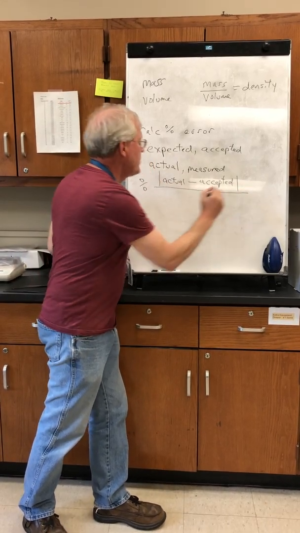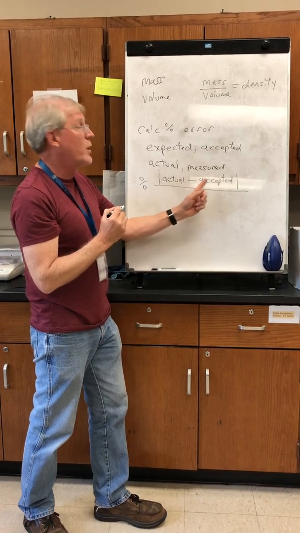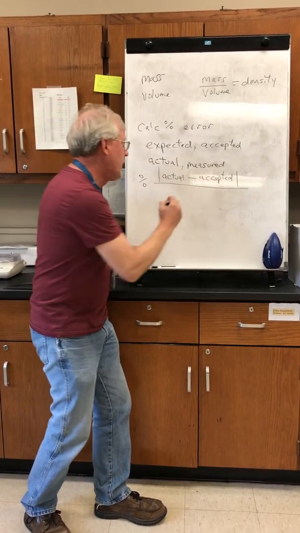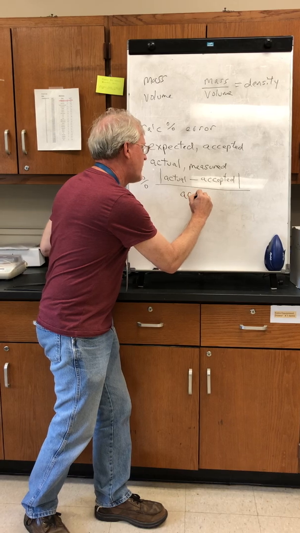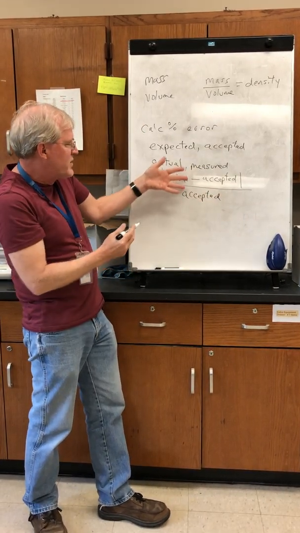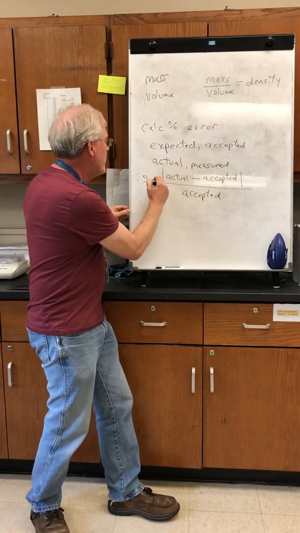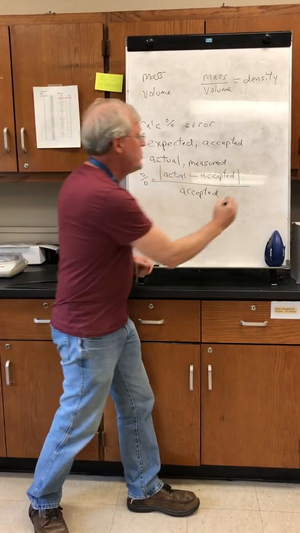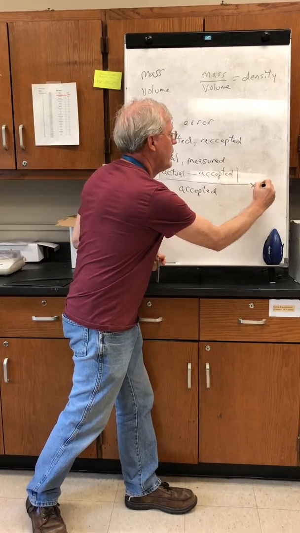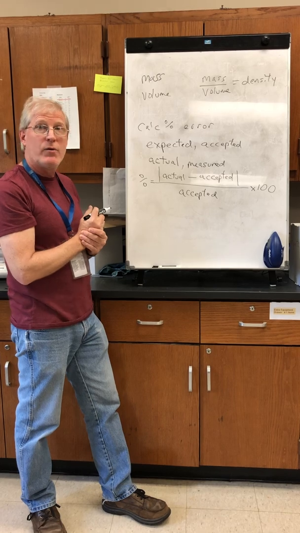So what we want to do is take a look at the difference between what you got versus what you were supposed to get, and then compare that to the accepted value. It's a ratio, that's what percentages are all about. And so the last thing that we need to do is just multiply this by 100, and this would give you the percent error.